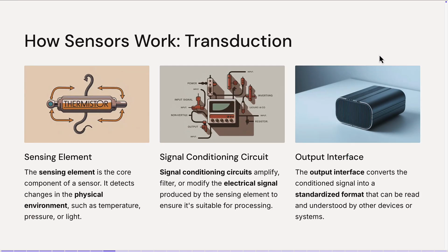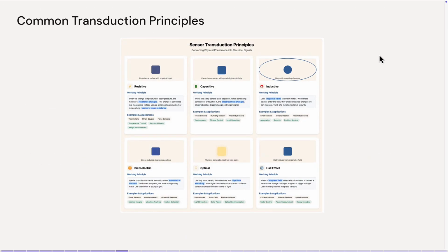So these are the elements of a transduction process. We have a sensing element, for example, in the case of temperature, a thermistor. The sensing element is the core component of a sensor. It detects changes in the physical environment, such as temperature, pressure, or light. We have a signal conditioning circuit that performs amplification and noise reduction. And we have the output interface, which is the standardized format that can be read or understood by an embedded device. Is the process clear so far?